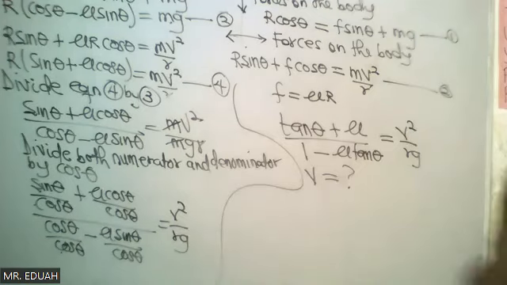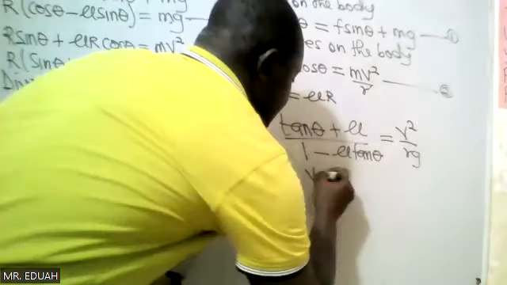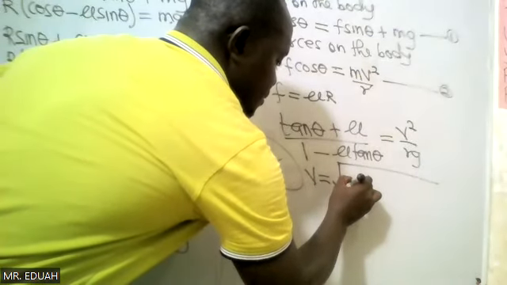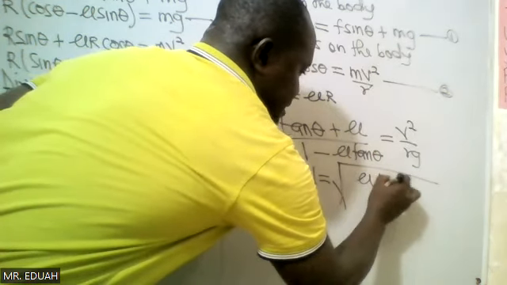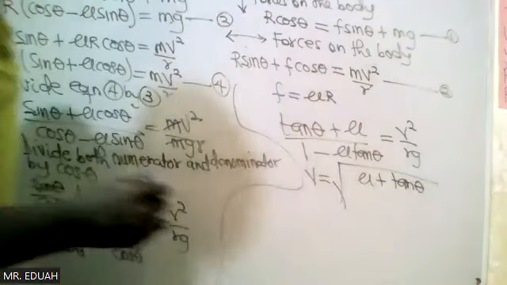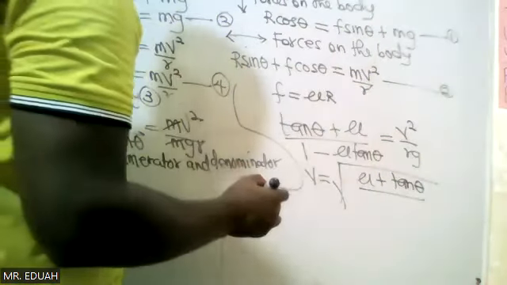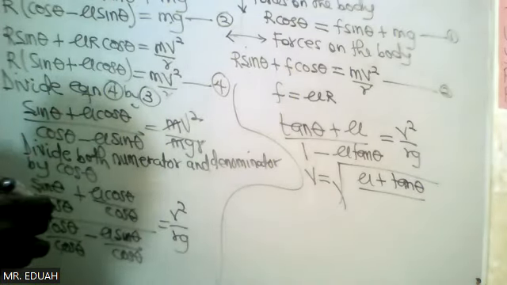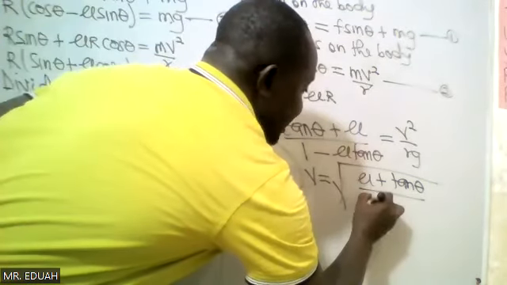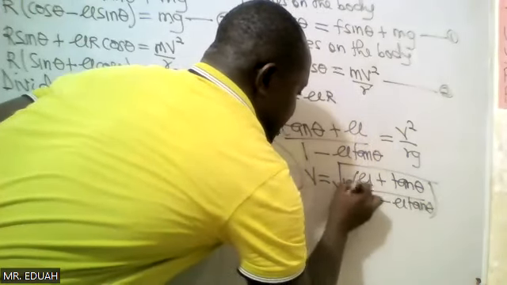What did you get for V? V is equal to square root of tan theta plus mu, all in brackets, times RG, divided by 1 minus mu tan theta. This is RG.